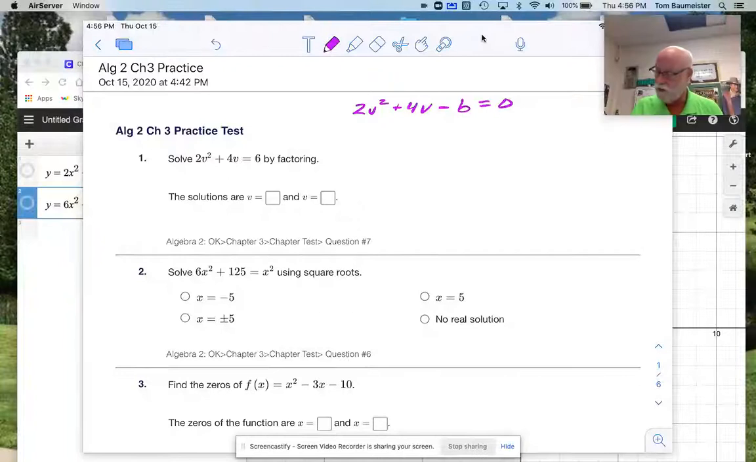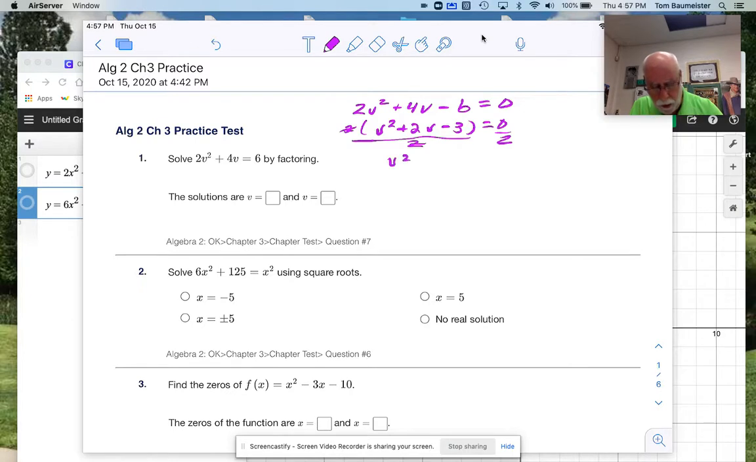Remember, I said if you can factor something out, factor it out. And if you notice, we should be able to take out a 2. So if I take out a 2, I'm going to have v squared plus 2v minus 3 is equal to 0. Remember then, if I divide both sides by 2, the 2 goes away, and 0 divided by 2 is 0. So I can go ahead and say that v squared plus 2v minus 3 is equal to 0.